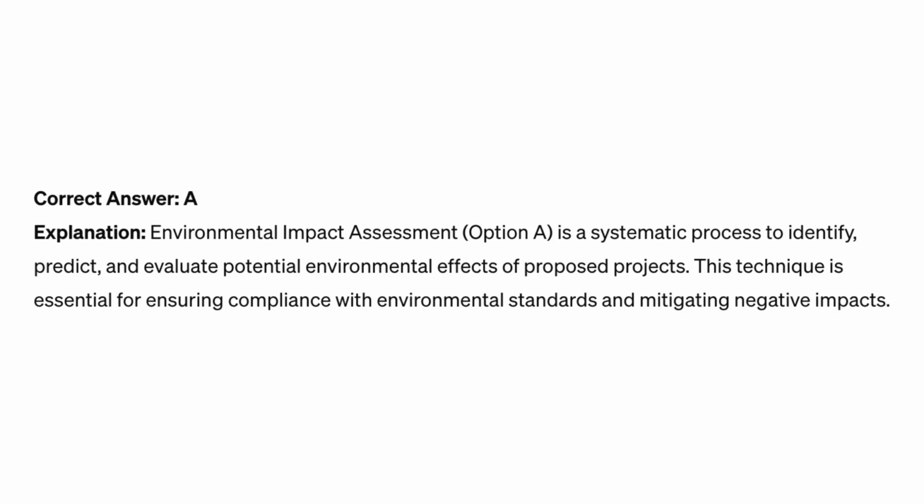Correct answer A. Explanation. Environmental impact assessment, option A, is a systematic process to identify, predict, and evaluate potential environmental effects of proposed projects. This technique is essential for ensuring compliance with environmental standards and mitigating negative impacts.